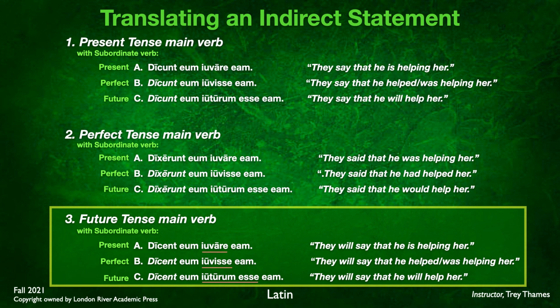So this is how we translate indirect statements. They're pretty easy to see. Again, look for a verb of mental assent, what we call a head verb. Look for a subject, a word that is going to function as a subject, but it's in the accusative, and look for an infinitive. And if you have all three of those components, then you've got an indirect statement. And don't forget to add the word that in your translation.